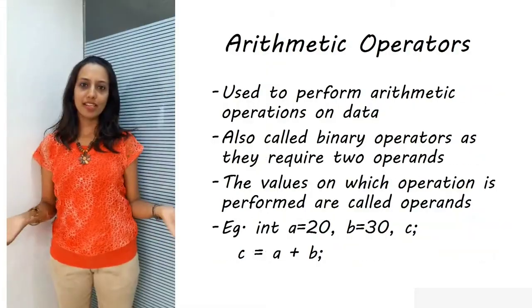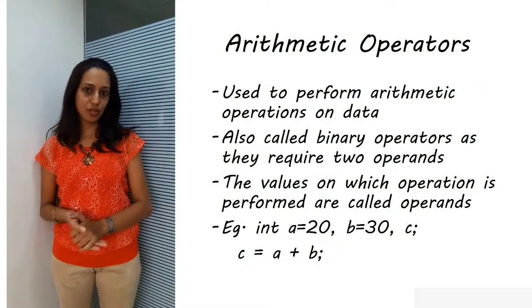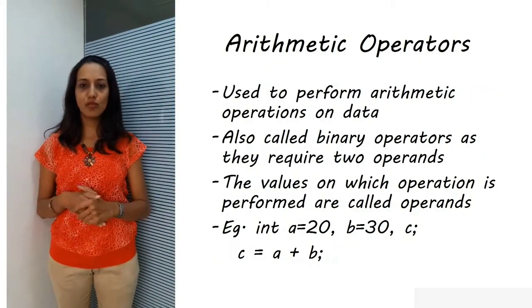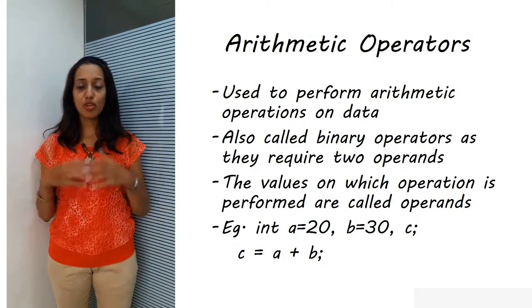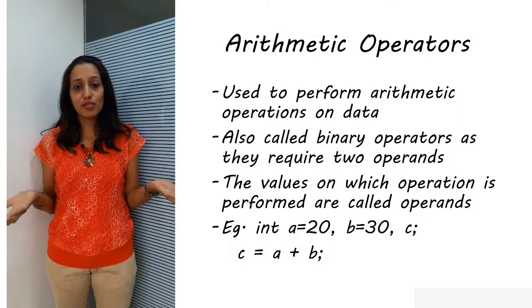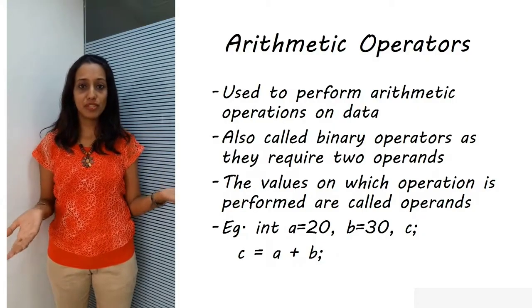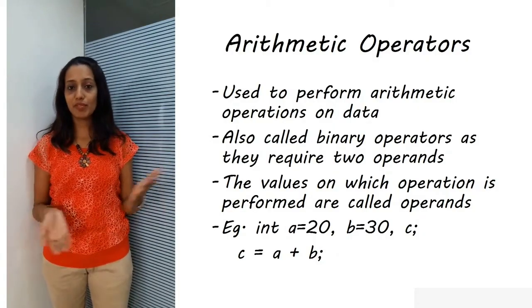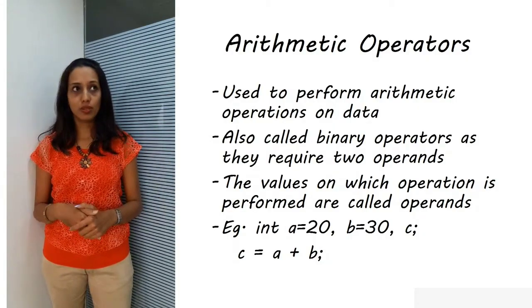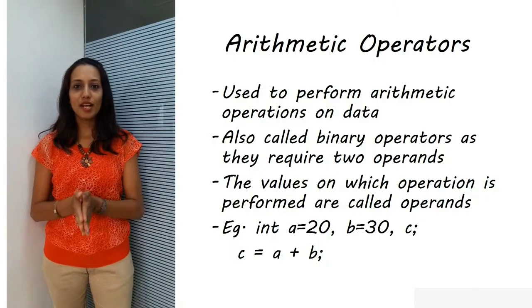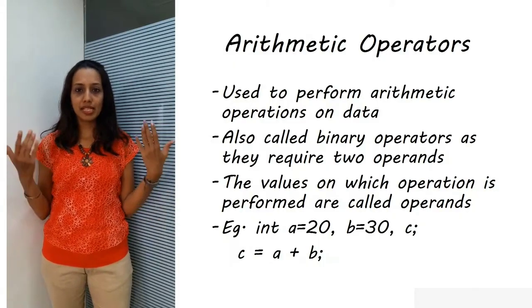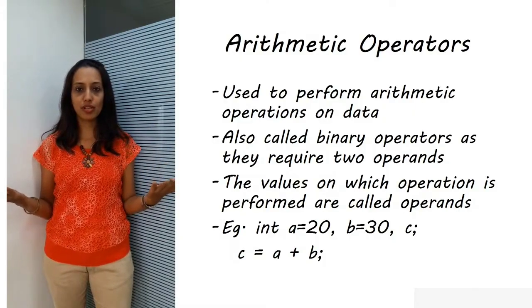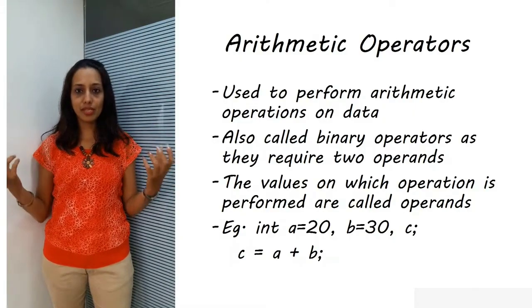Simple, right? Okay, so that was the most basic operator, the assignment operator. Let's move on to the next set of operators, that is the arithmetic operators. The arithmetic operators are the most commonly used operators because they are used to perform arithmetic operations, which are the most common type of operations performed on data. They are usually called binary operators because they need at least two operands to work on, and that is two values. The values on which they work are called operands.